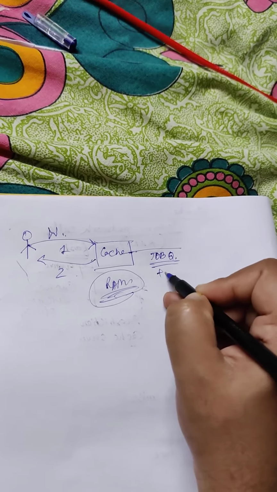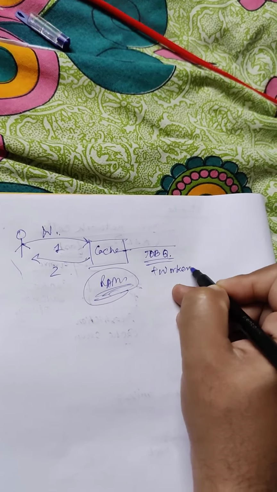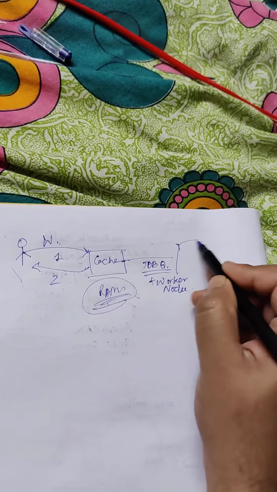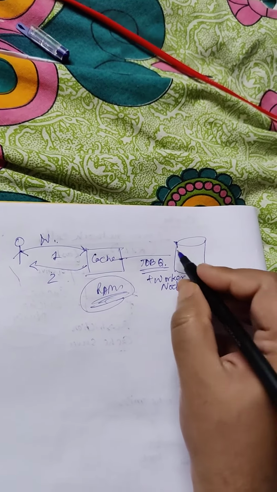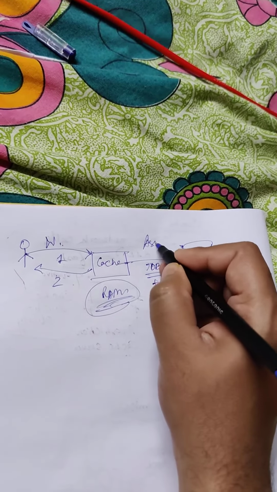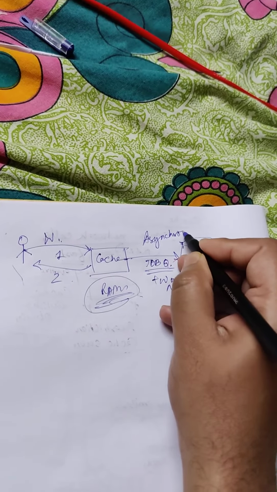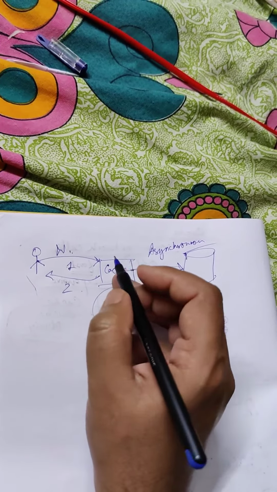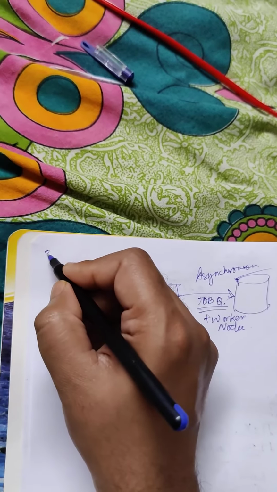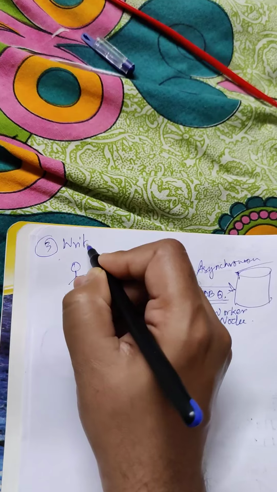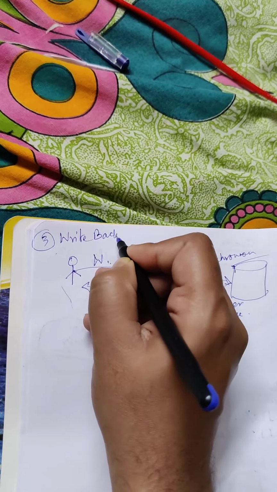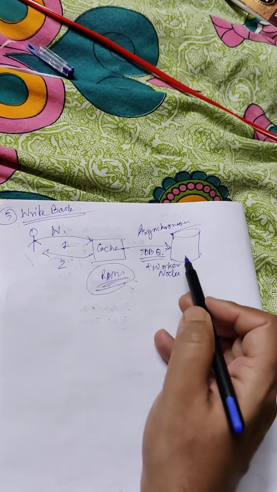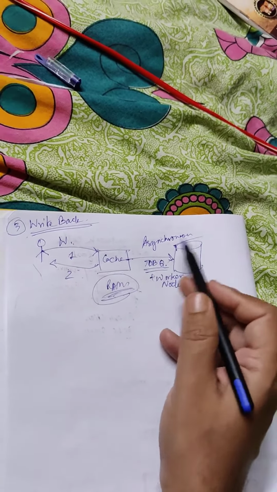And there are some worker nodes whose responsibility is to update your persistent database asynchronously, right? Asynchronously. So this is the model which is termed write back, that means category number 3, write back cache. As the name suggests, you are writing it back, but you are making it asynchronous.